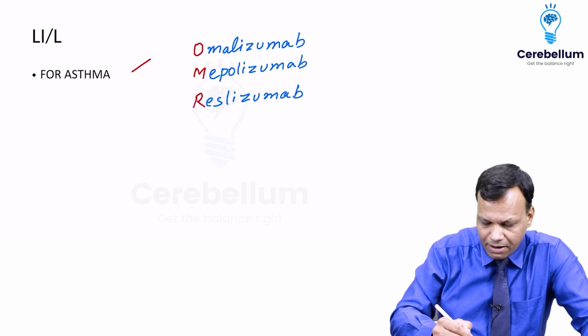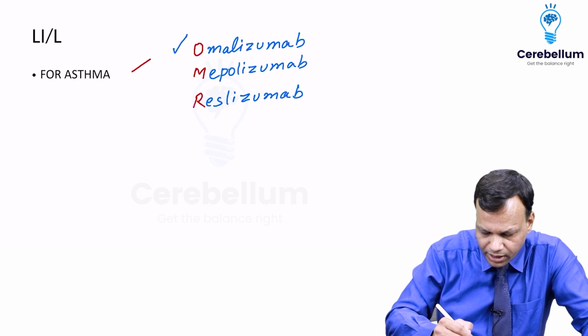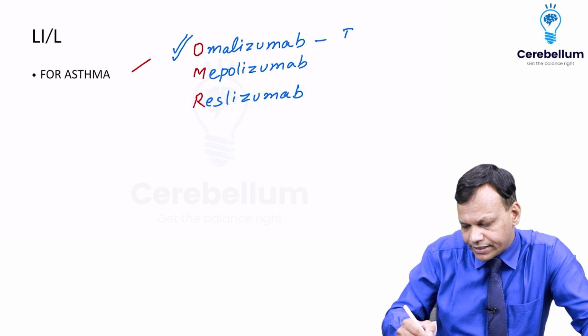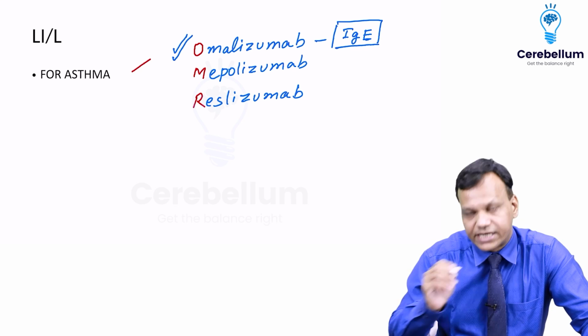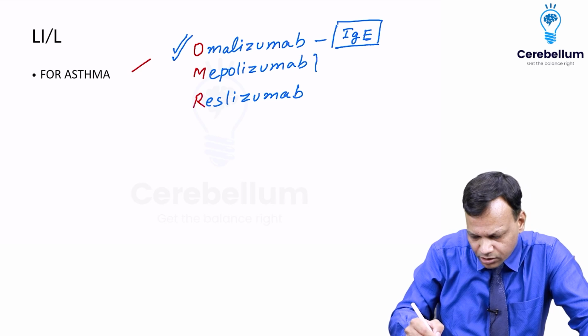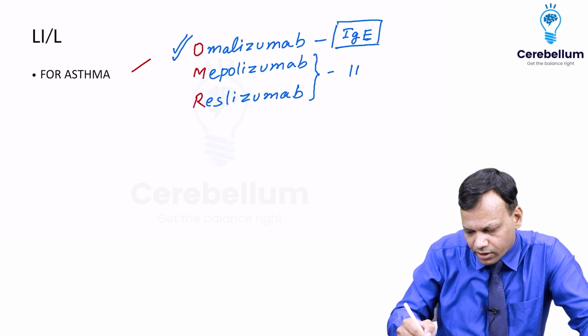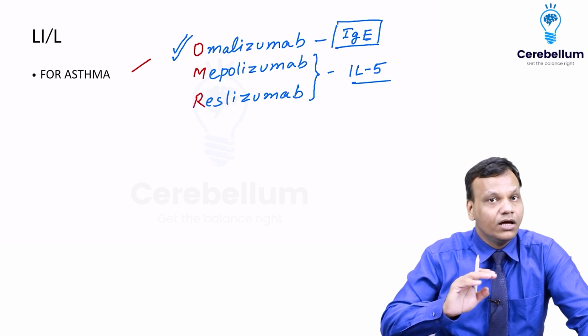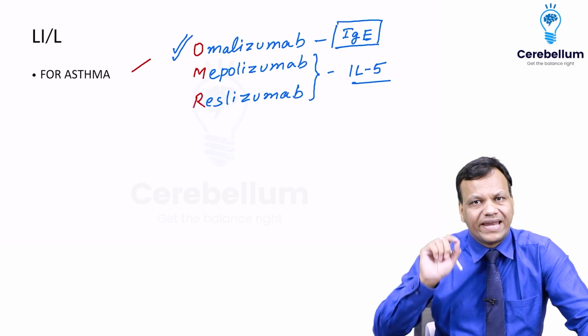Omalizumab, you need to remember, it is a monoclonal antibody against IgE. It is used in asthma. Whereas the other two, mepolizumab and reslizumab, are monoclonal antibodies against interleukin 5. They are also used in asthma. No need to remember. Just remember omalizumab.